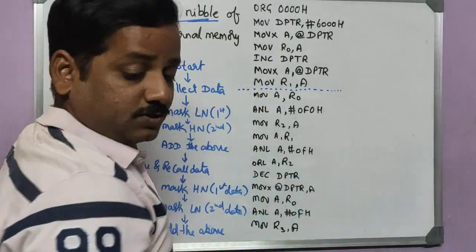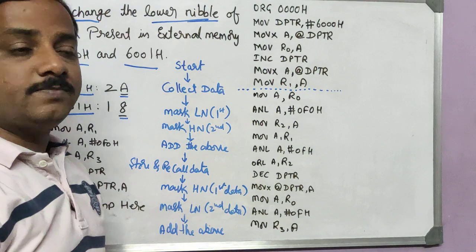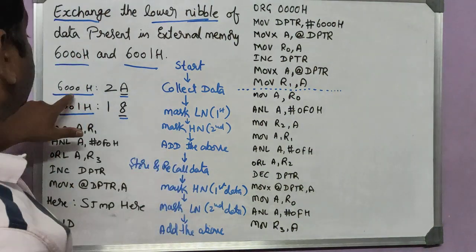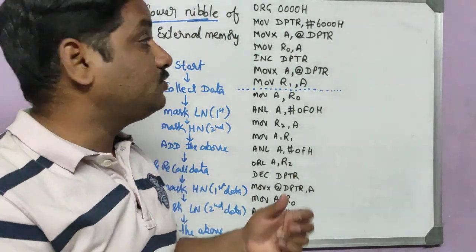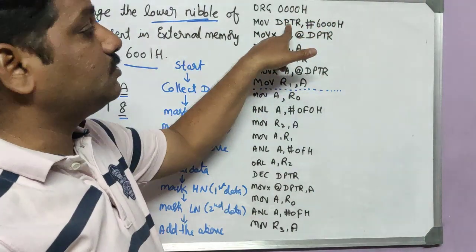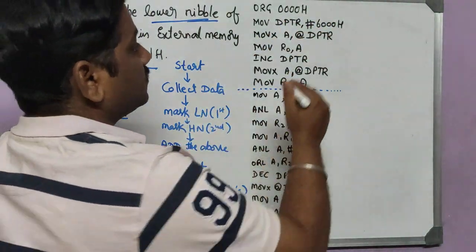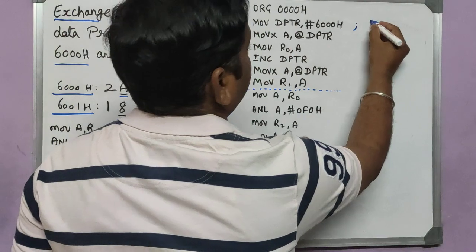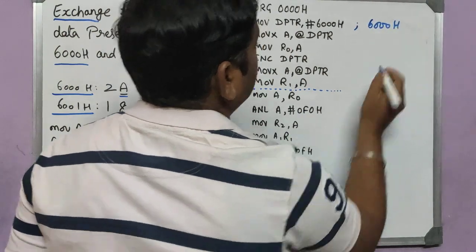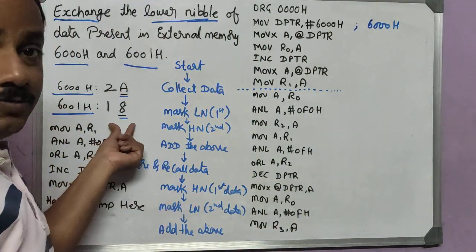First thing is you need to collect the data. Where you are giving an input, you need to give input at 6000. So to store that 6000, I should get a DPTR. So I assigned that 6000 to DPTR. Okay, so that is the concept here. DPTR will be assigned as 6000H. There at 6000, I am giving some inputs now.